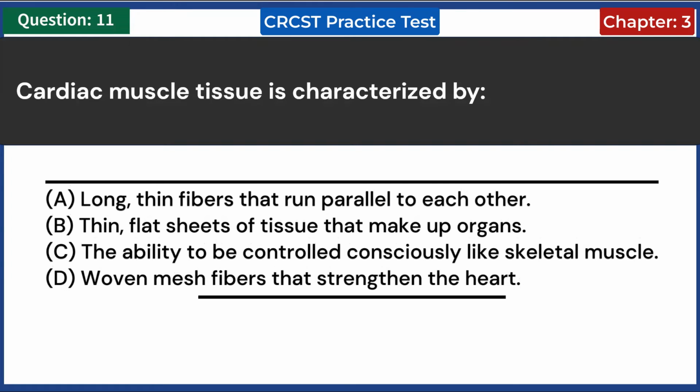Long, thin fibers that run parallel to each other. B. Thin, flat sheets of tissue that make up organs. C. The ability to be controlled consciously like skeletal muscle. D. Woven mesh fibers that strengthen the heart. Answer: D. Woven mesh fibers that strengthen the heart.